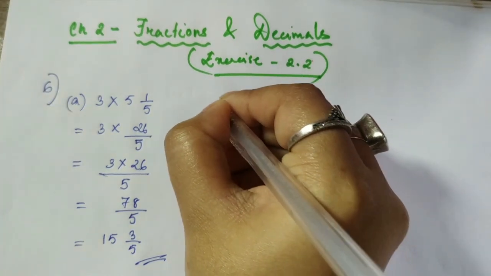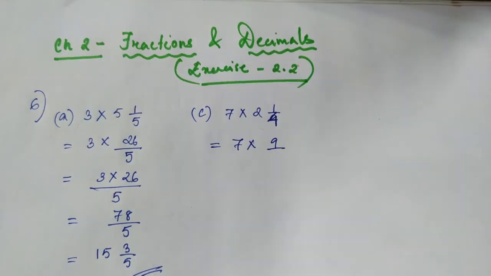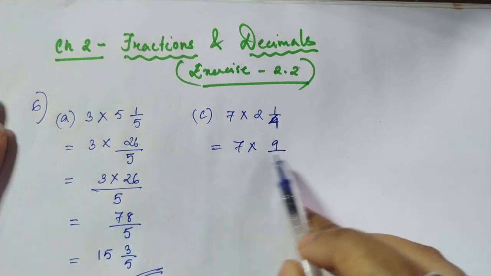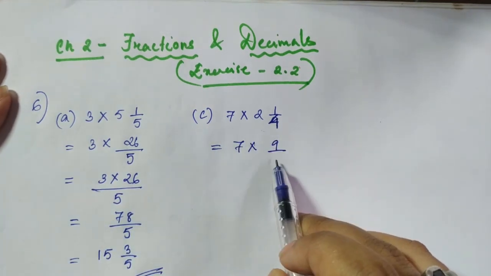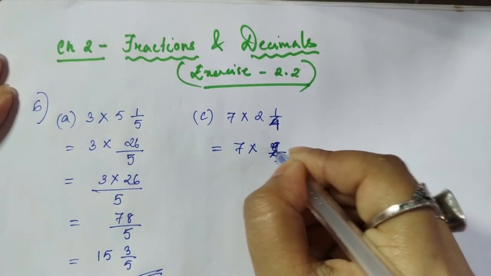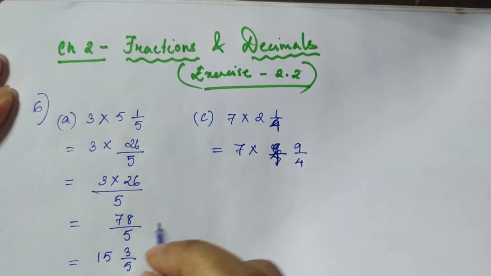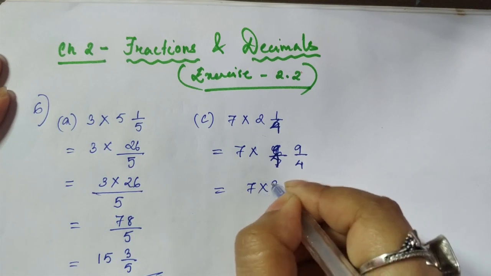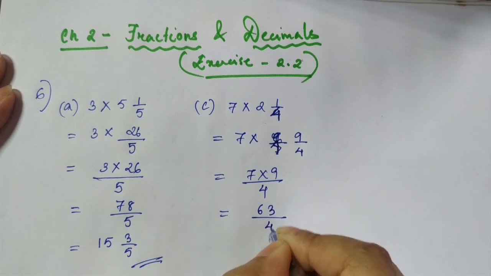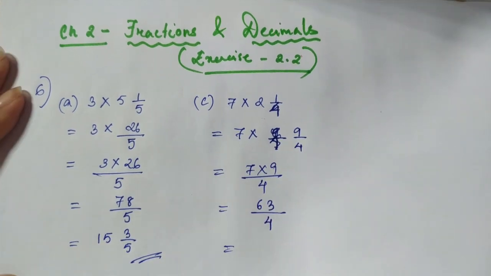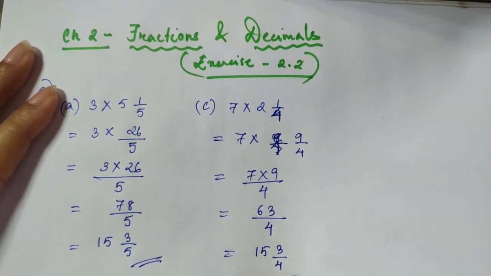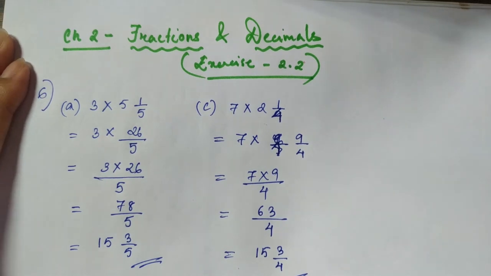I'll be showing another one, that is part C. Our question C is 7 into 2 1 by 4. Now let's convert this one. 4 2s are 8 plus 1, 9 by 4. Now let's see. Multiply the numerator, 7 into 9 by 4. So 7 9s are 63 by 4. Again, we need the answer as a mixed fraction. So when you divide, you will get 15 3 by 4. This is how we solve the given sum.